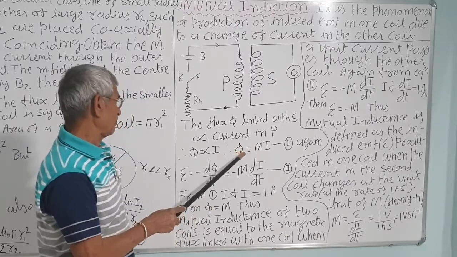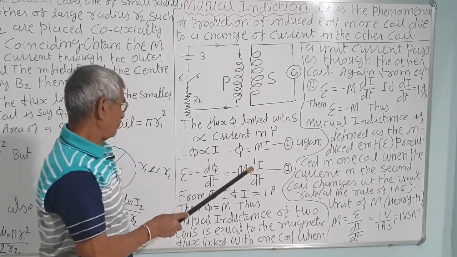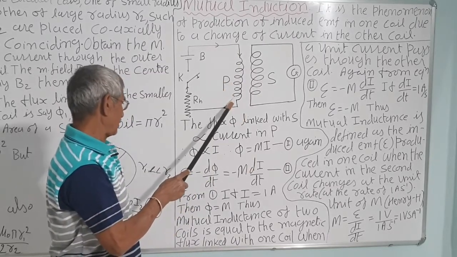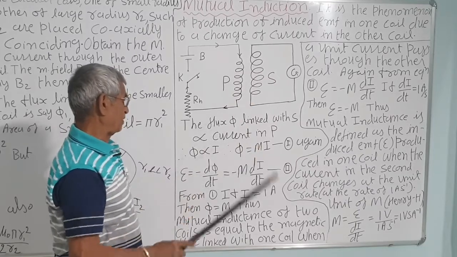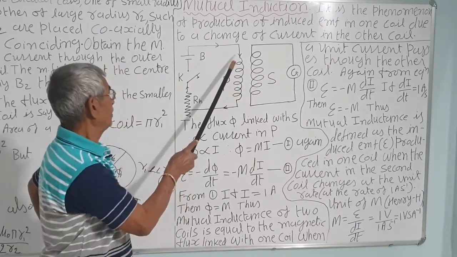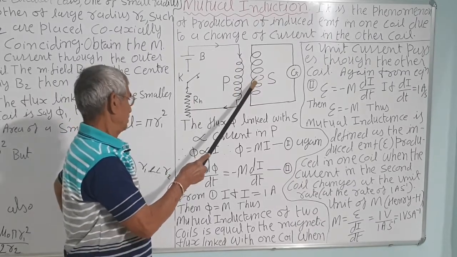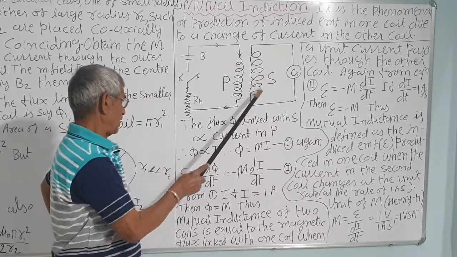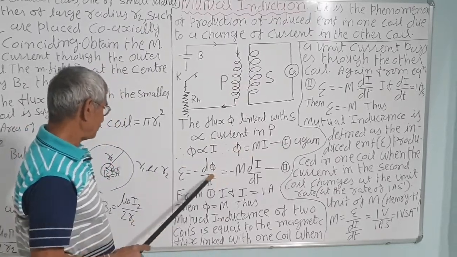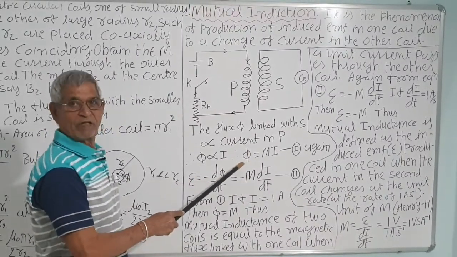can be defined as the flux linkage with the S coil when the current in the other coil is 1 ampere. Current flowing is 1 ampere in the second coil. When 1 ampere current flows in the primary, the flux linkage with the S is equal to M. This is one definition. Again, according to Faraday's law, take the derivatives of this equation.